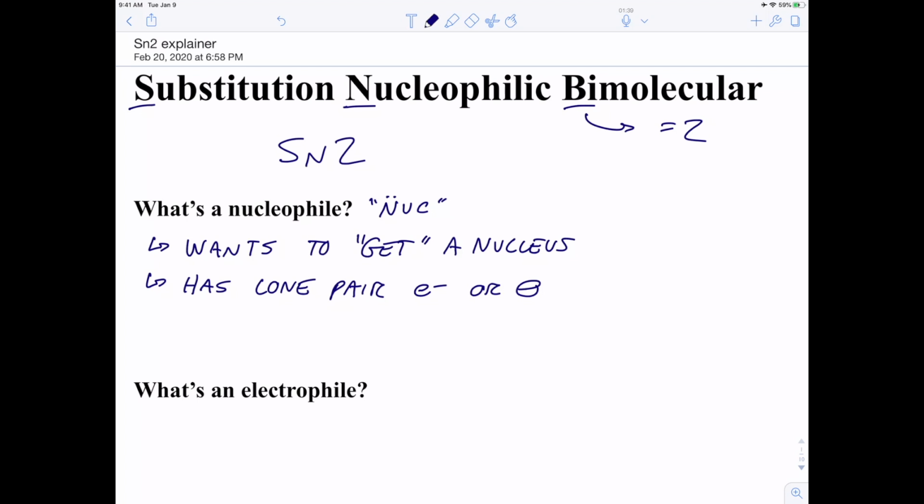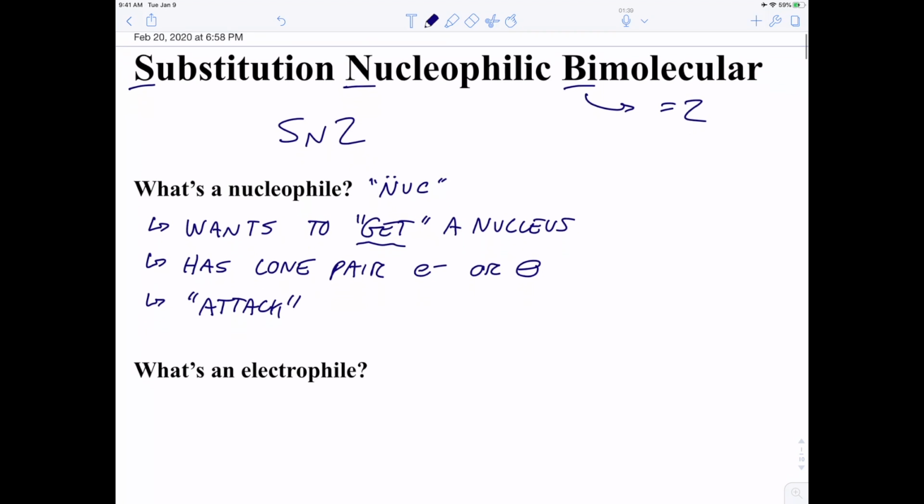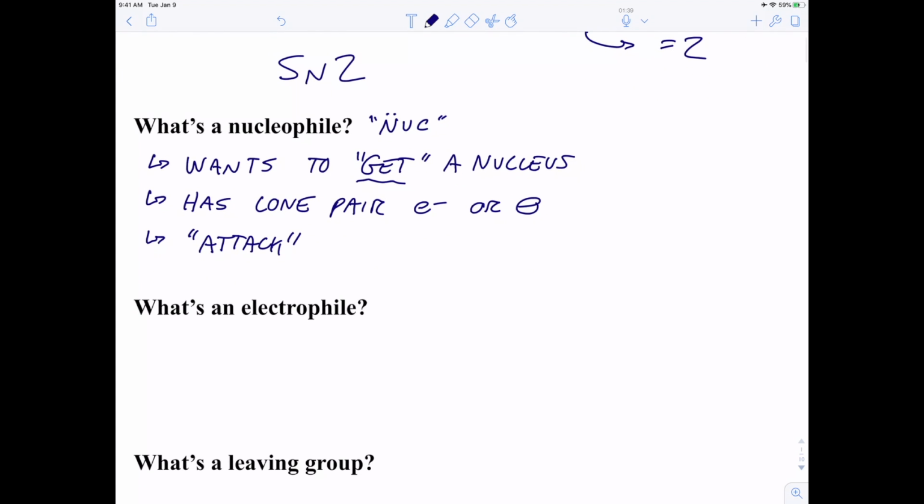And the other thing we think about nucleophiles, to anthropomorphize them even more, is that they like to go out and attack. So that is how they get the nucleus, by attacking it. So what do they attack? Nucleophiles, having that negative charge or electron density on them, are partially negative, so they want to go after things that are partially positive, and that's where electrophiles come in.